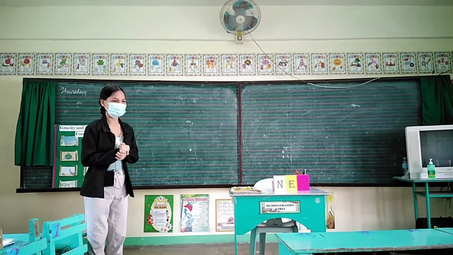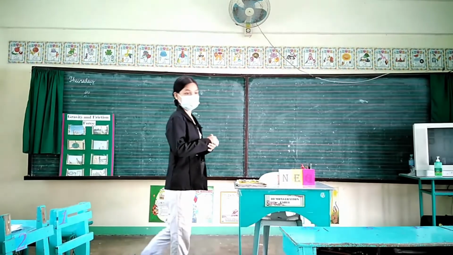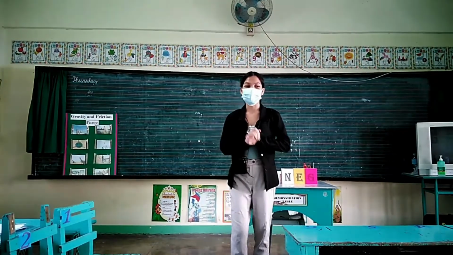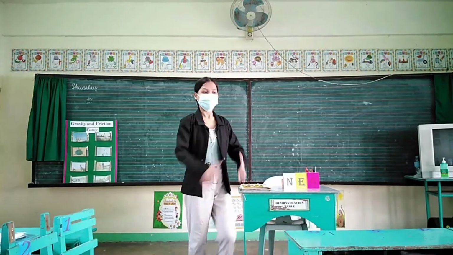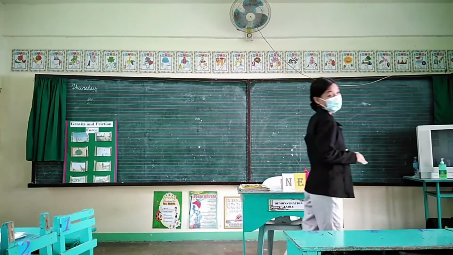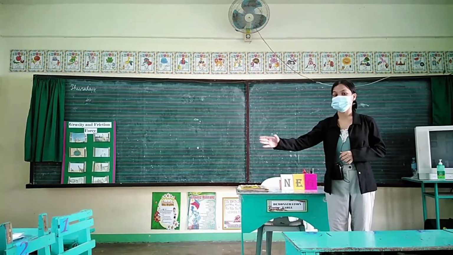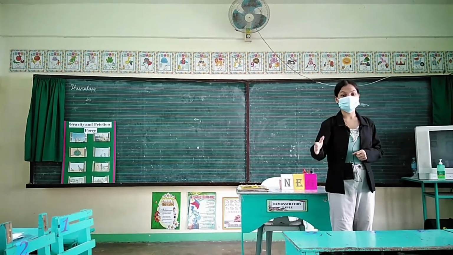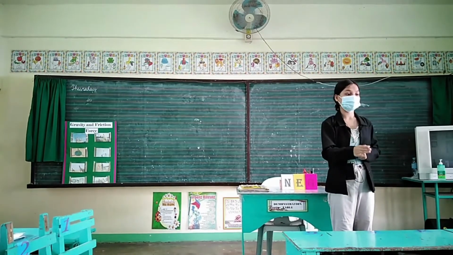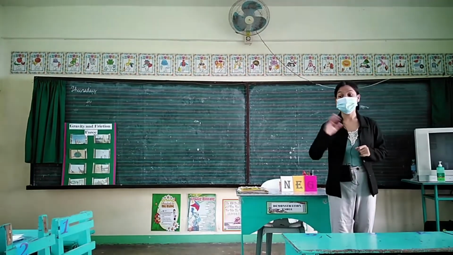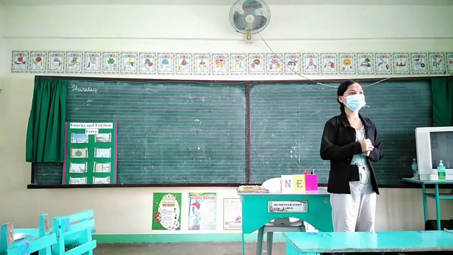Very good. Before we start our discussion today, we will have an activity named Jigsaw Puzzle. Are you familiar with the Jigsaw Puzzle? Very good. Okay, before we start, I will divide you into 4 groups. The first line will be the first group, the second line will be the second group, the third line will be the third group, the fourth line will be the last group. Is that clear? Very good.